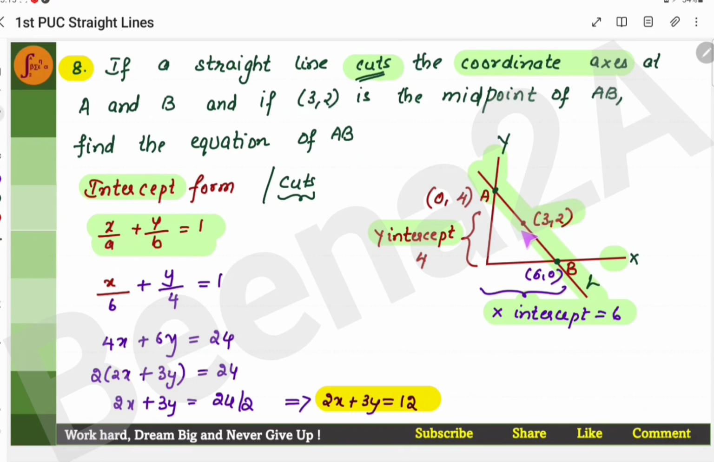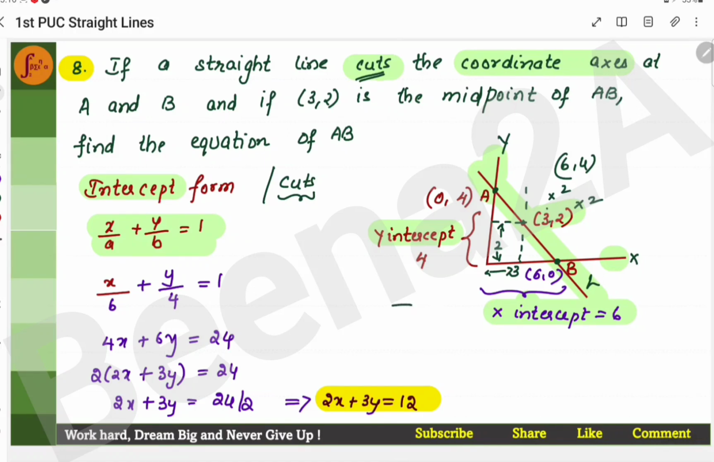3, 2. Now, this is the midpoint between A and B. So, what will be A? What will be B? Simple, right? This is a midpoint. So, what will happen? Double the x coordinate, 3. You double this and double this also. So, it's going to be 6, comma 4.